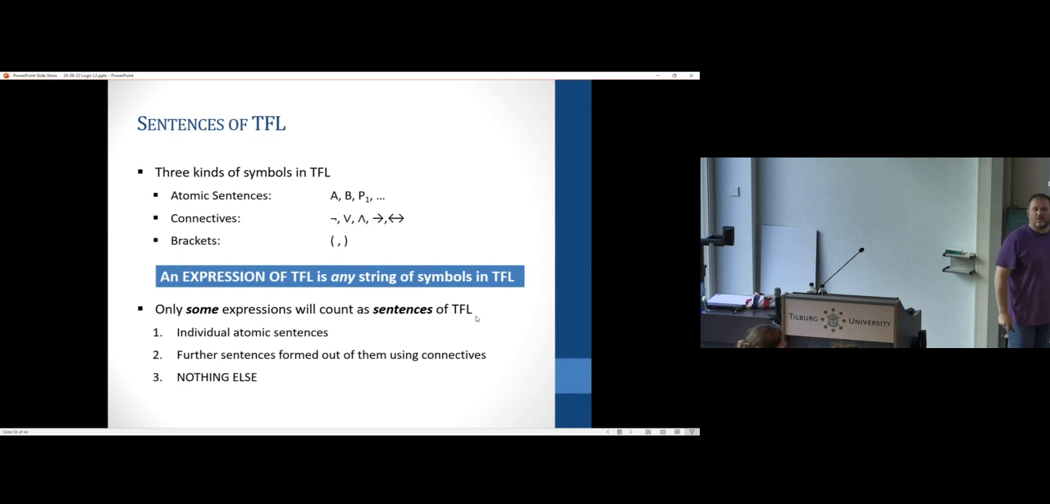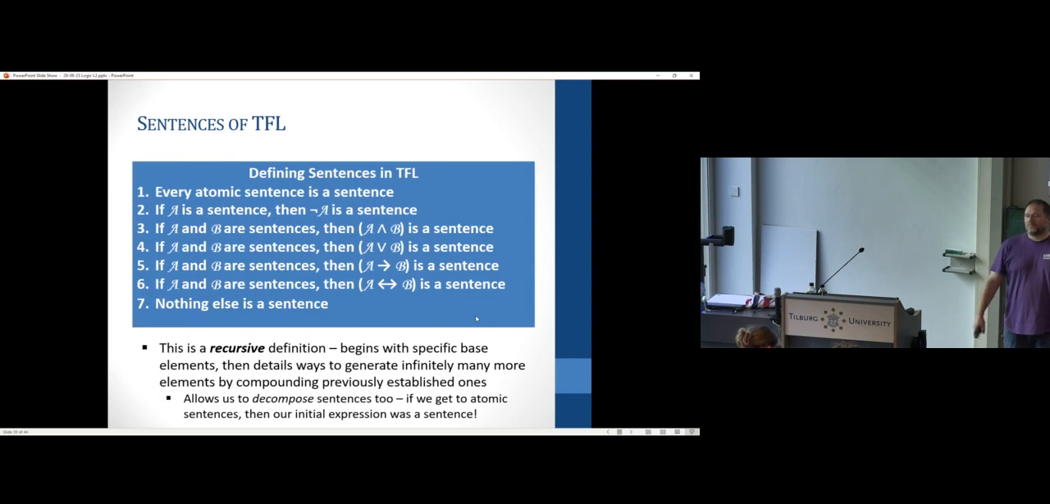The second one is going to be further sentences formed out of atoms using the connectives in the appropriate way. And the next slide is going to tell you how to use the connectives in the appropriate way. Now brace yourselves. This is a terror. Right. So here is our definition of a sentence in TFL. Do not worry, I'm not going to ask you to write this on an exam, but it is worth us writing it out clearly.